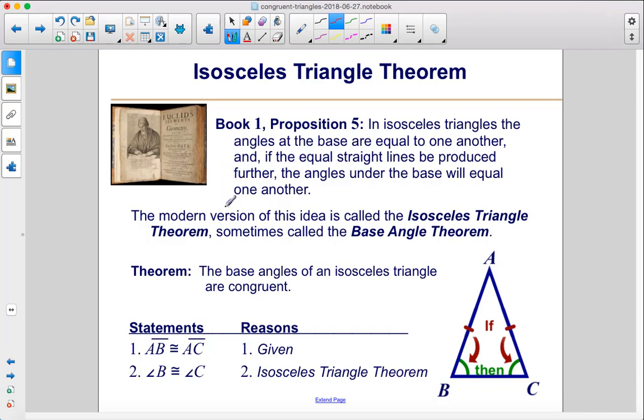The modern version of this idea is called the Isosceles Triangle Theorem, sometimes called the base angle theorem. The theorem states the base angles of an isosceles triangle are congruent. So given that this line segment AB is congruent to this line segment AC, then angles B and C are congruent due to the isosceles triangle theorem.